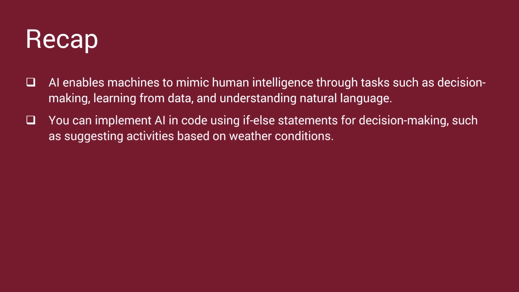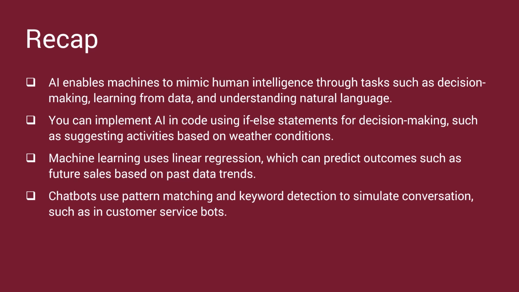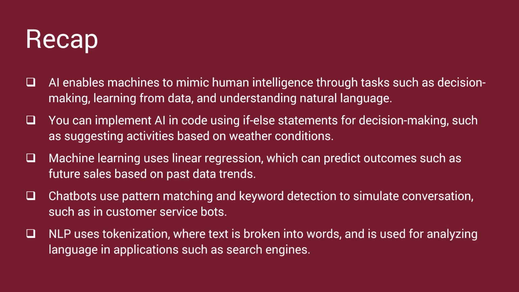You can implement AI in code using if-else statements for decision-making, such as suggesting activities based on weather conditions. Machine learning uses linear regression, which can be coded in Java to predict outcomes such as future sales based on past data trends. Chatbots use pattern matching and keyword detection to simulate conversation and are often used in customer service bots. NLP uses tokenization, where text is broken into words, and is used for analyzing language in applications such as search engines.